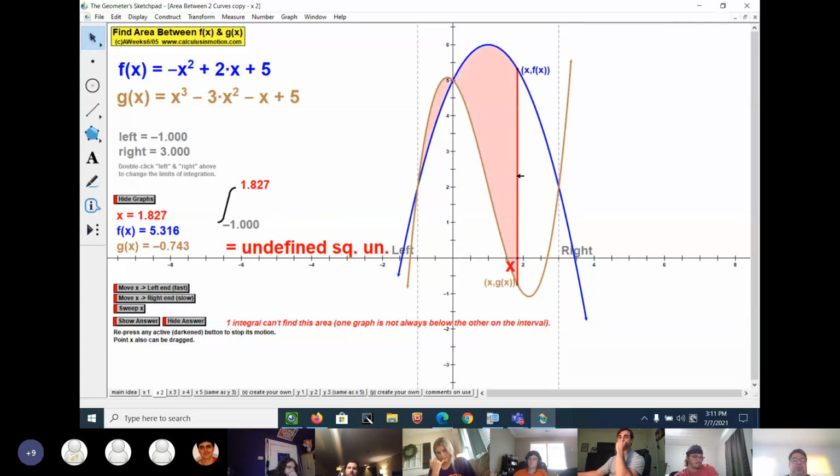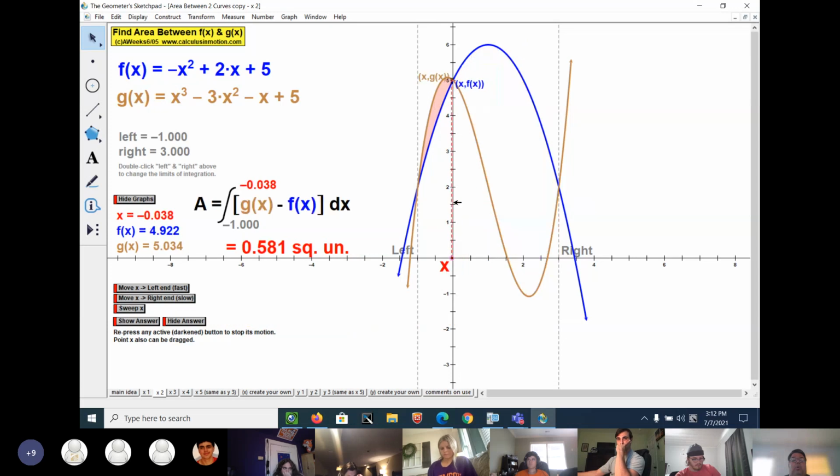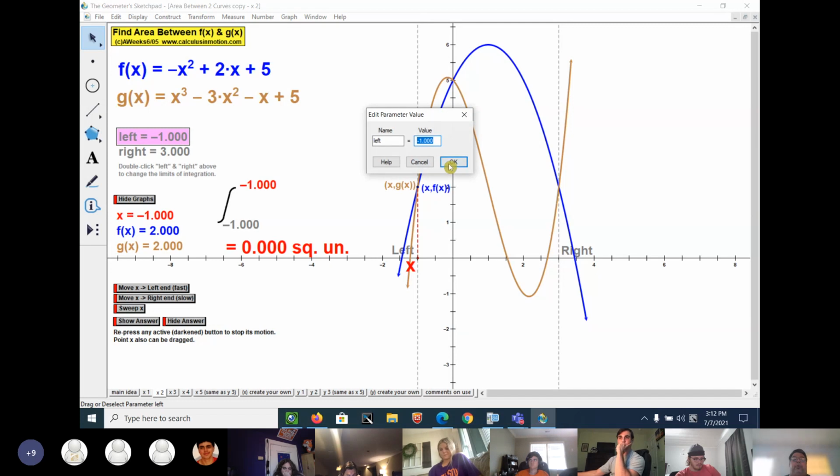One integral. It's still trying to do the integral from -1 to 3. What if you changed it from 0 to 3? Can you adjust that to left bound? I can't change it. Let me do little 0.